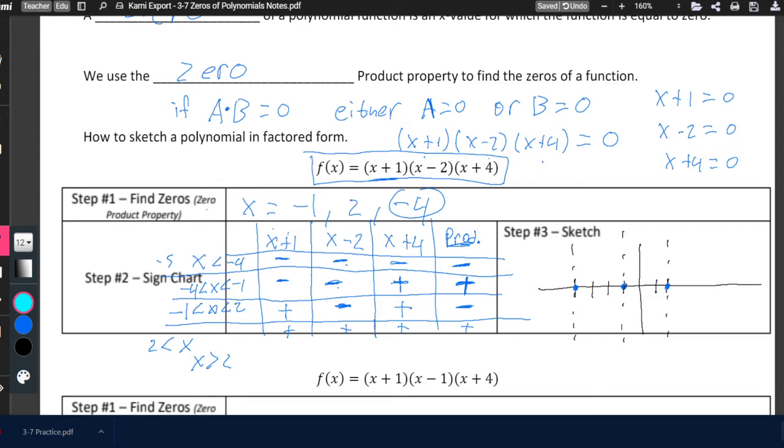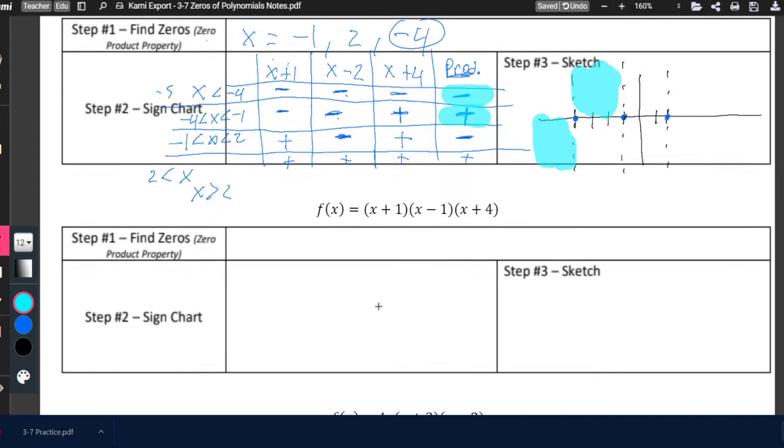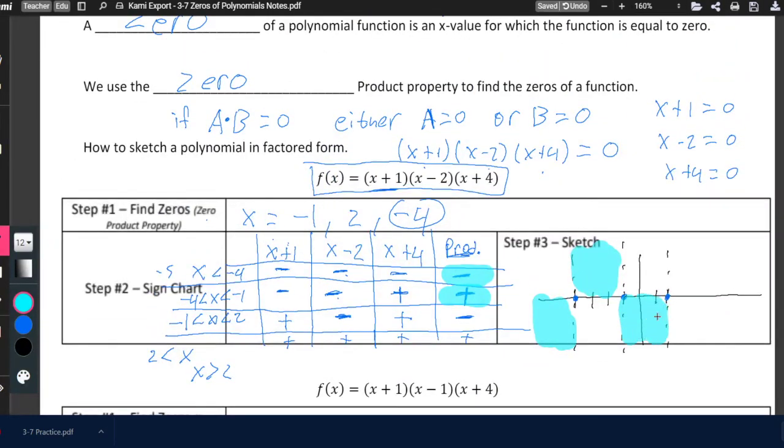So during our first section, when x is less than negative 4, we know that it is negative. When x is between negative 4 and negative 1, we know it's positive. That's this one right here. The first one was our top one. Our second range, when it's between negative 1 and 2, it is negative. And then our last range is positive. Since this is just a sketch, you can draw your line however you want, as long as it crosses the x-axis at these points.